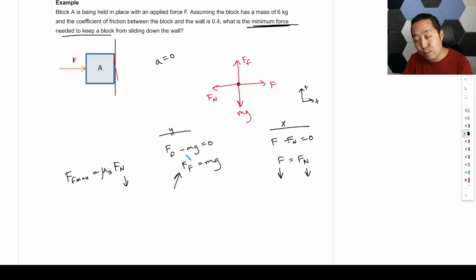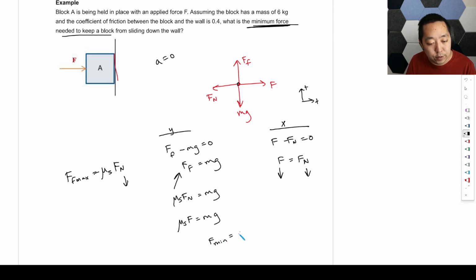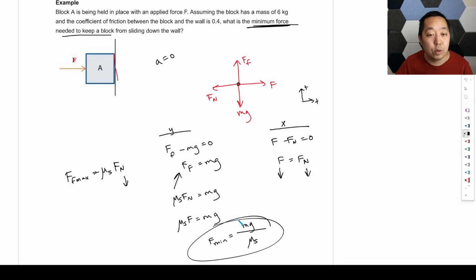So if I'm at the minimum to hold it, it means I just need enough for the maximum static frictional force to equal mg. And then replace the Fn with F. Then the F min we're going to have here is going to be mg over mu s like that, right? And just plug in the number, 6 times 10 divided by 0.4.